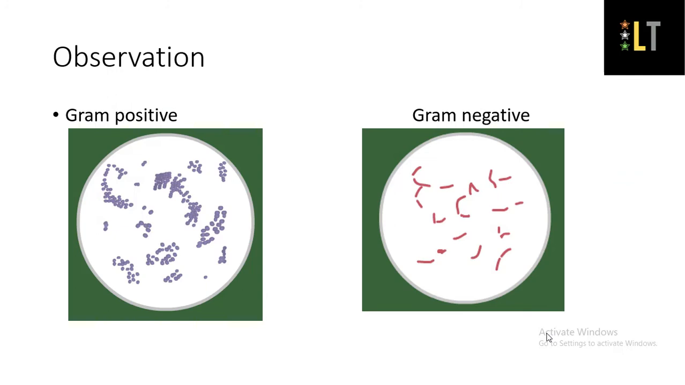Now here you can see the observation. So the gram-positive bacteria will appear purple or violet in color, whereas the gram-negative bacteria will appear pink in color. Now here we had used Staphylococcus aureus as an example of gram-positive bacteria and E. coli as an example of gram-negative bacteria. So in this way you can identify and differentiate between gram-positive and gram-negative bacteria by using the gram staining technique.